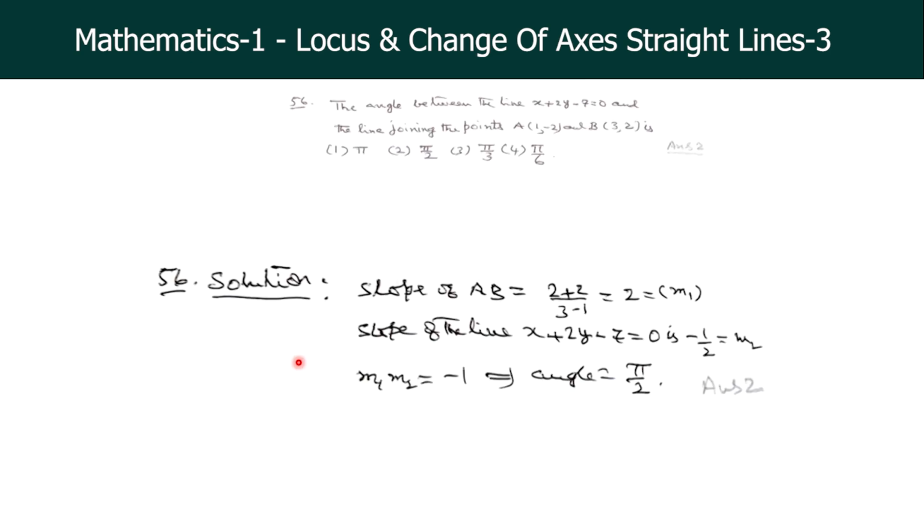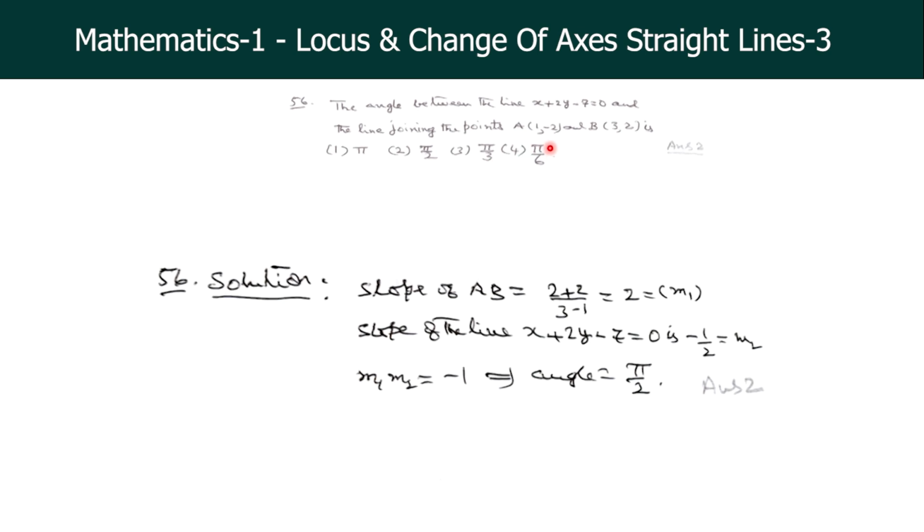55. The angle between the lines x + 2y - 7 = 0 and the line joining the points A(1, -2) and B(3, 2) is: option 1, pi; option 2, pi by 2; option 3, pi by 3; option 4, pi by 6.